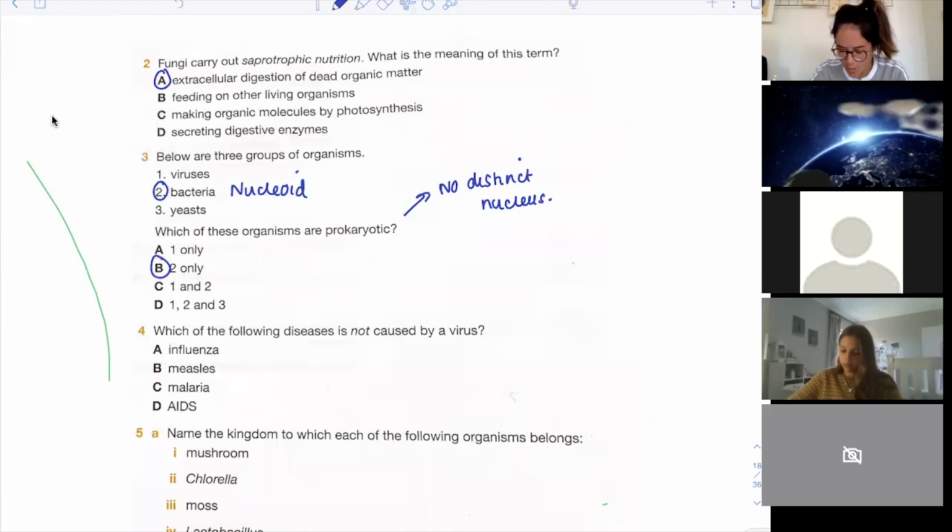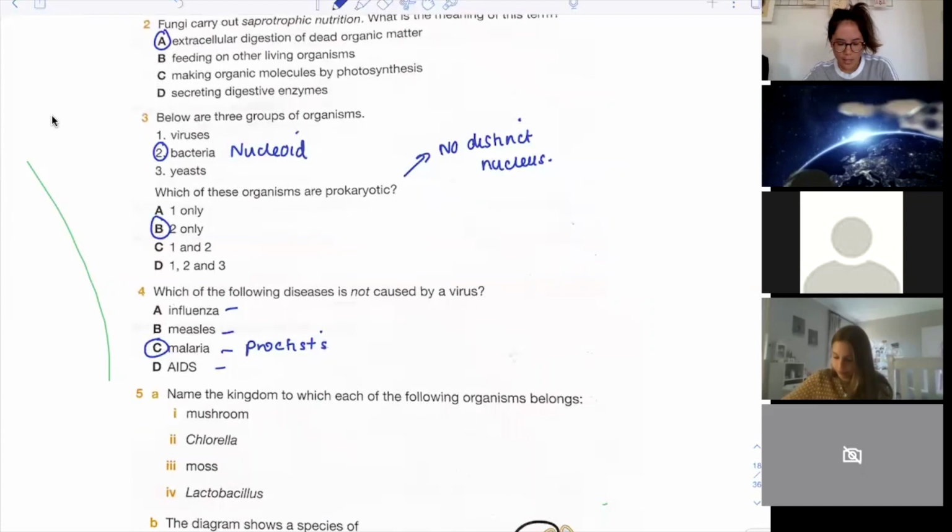Which of the following diseases is not caused by a virus? I told you that influenza, measles, and HIV, which is responsible for AIDS, is caused by a virus. Malaria, remember, is caused by a protoctist. So that's why C is the answer.